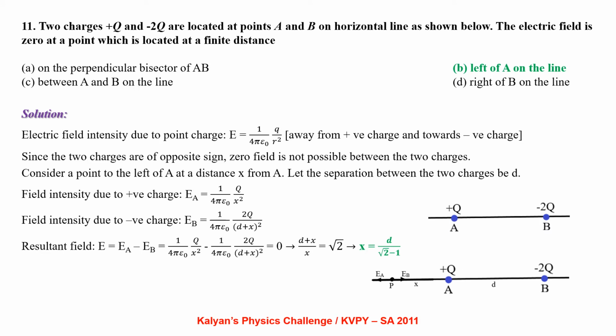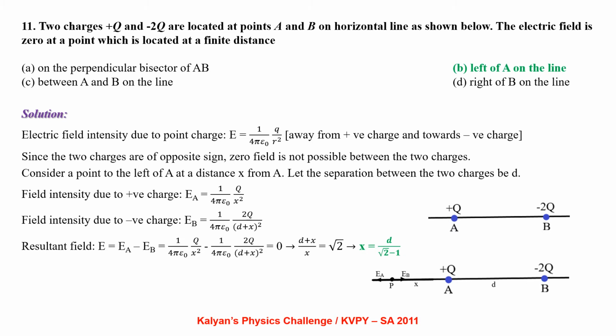Two charges plus Q and minus 2Q are located at points A and B on a horizontal line as shown below. The electric field is 0 at a point which is located at a finite distance on the perpendicular bisector of AB, left of A on the line, between A and B on the line, right of B on the line. Electric field intensity due to point charge E equal to 1 by 4 pi epsilon naught Q by R square. It is directed away from positive charge and towards negative charge.